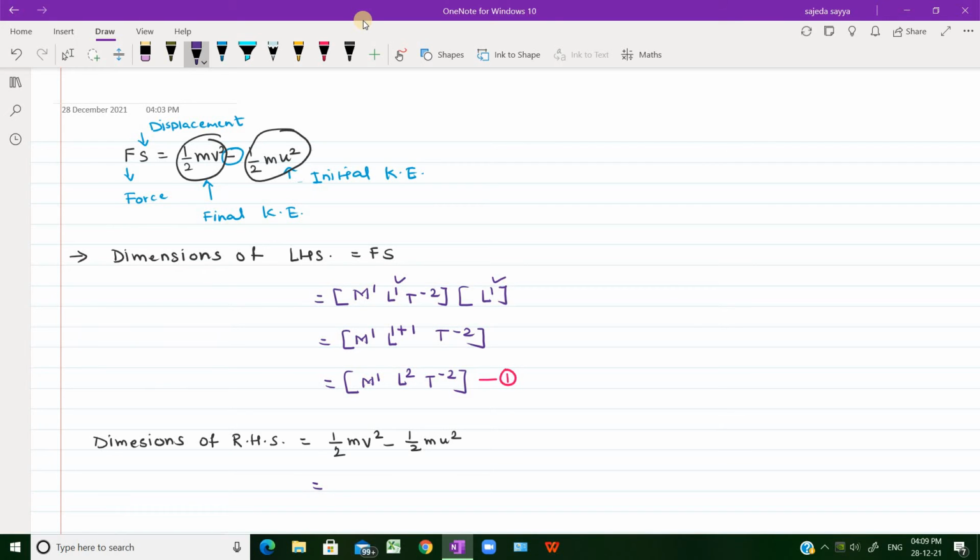Half has nothing to do with the dimensions, we cannot do anything with this number. Then m into v square gives M^1 L^2 T^-2, minus half m u square. In this half term also, half doesn't have any dimensions. m u square is M^1 L^2 T^-2. Subtraction of these two terms does not give M^1 minus M^1 is 0.